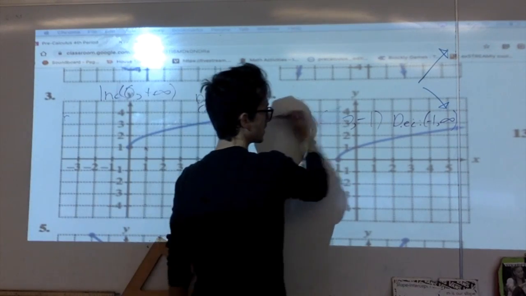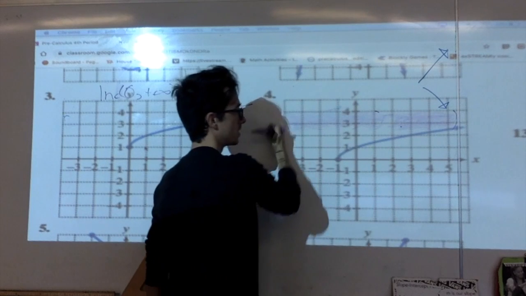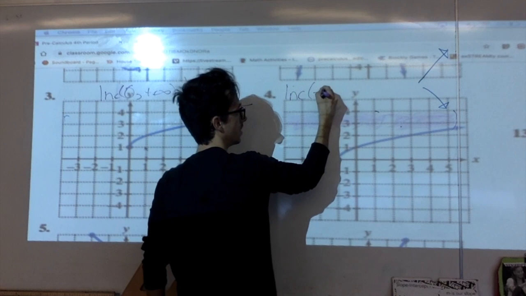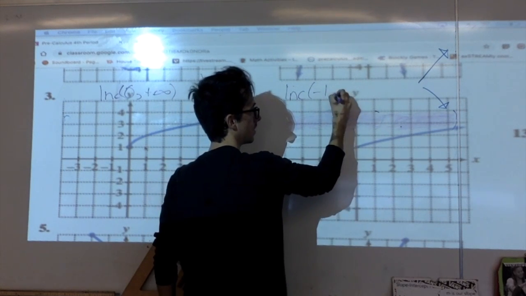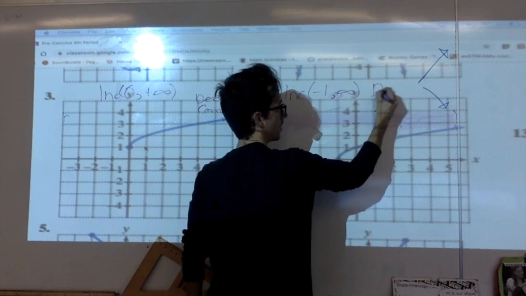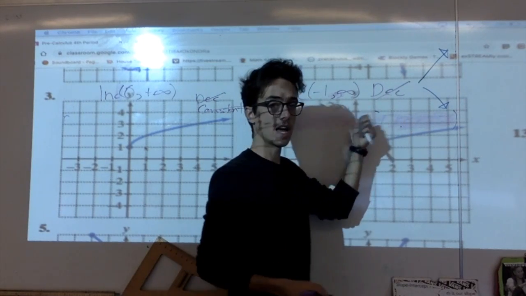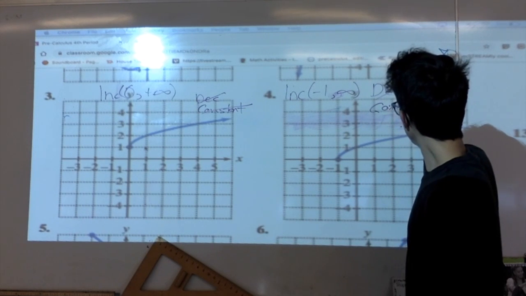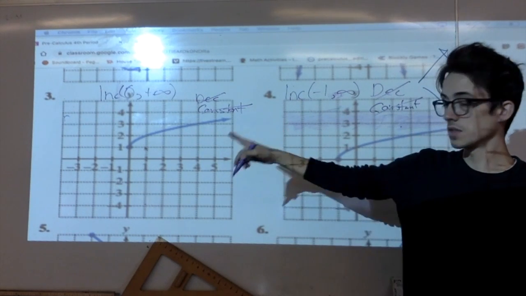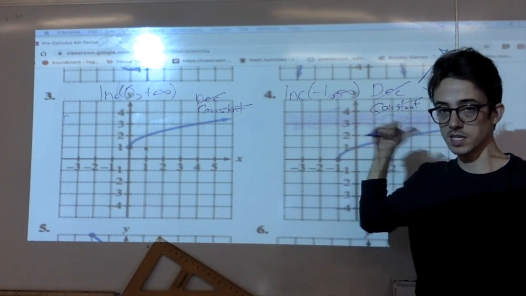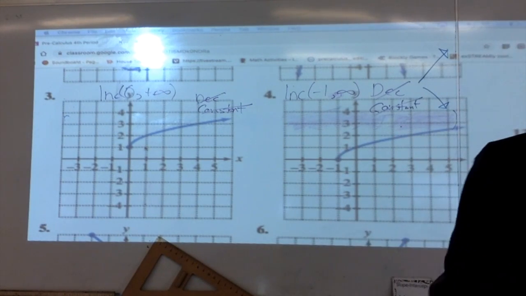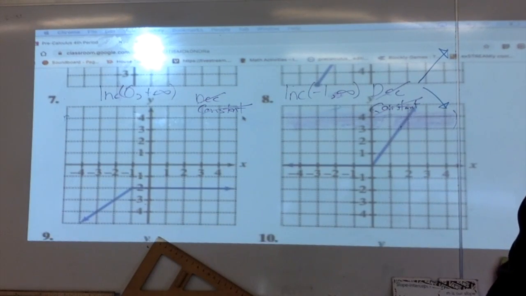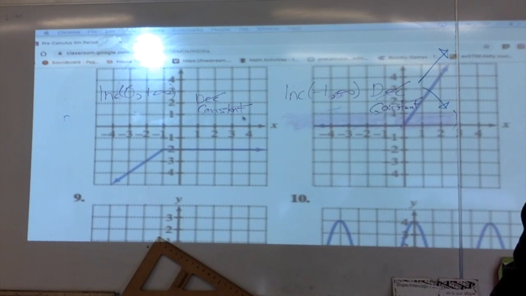For this one, it's kind of the same idea. This is increasing from -1 all the way out. And it's not decreasing and it's not constant at any point. So just increasing on here, it's starting at some x value and continuing out from there. Let's see if we can find one that deals with constants. Yeah, these look pretty cool.